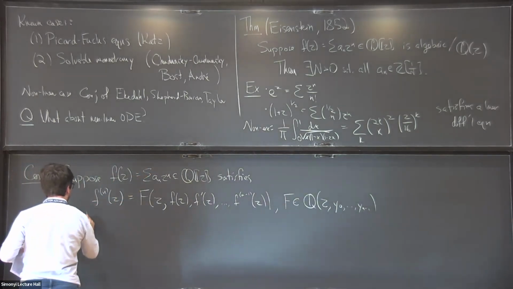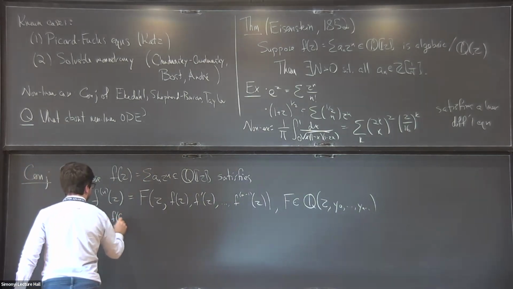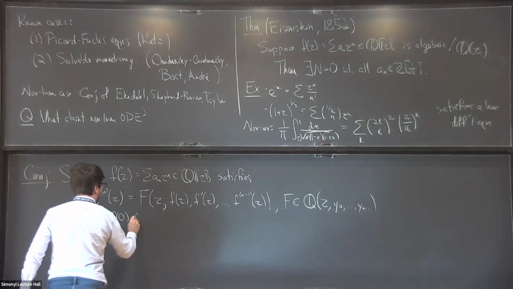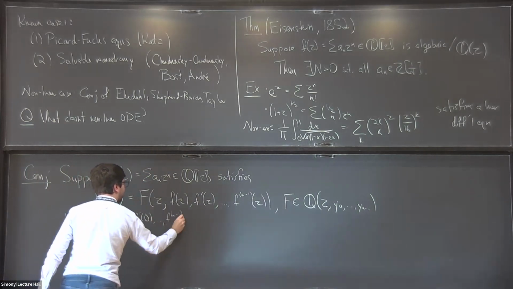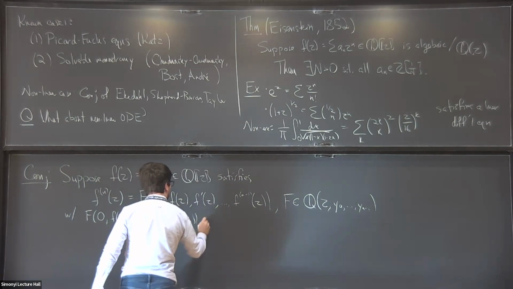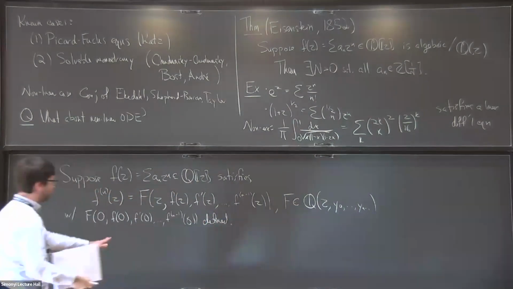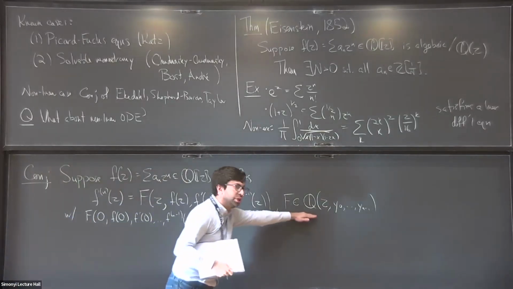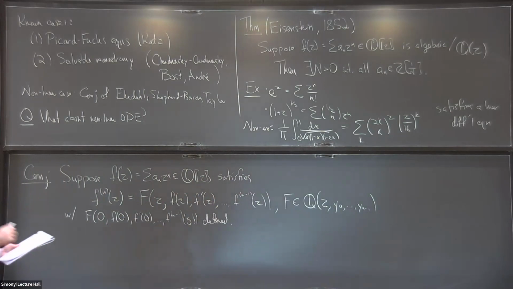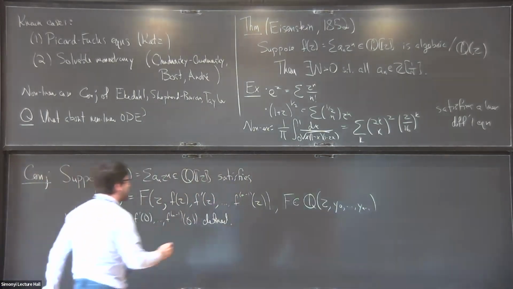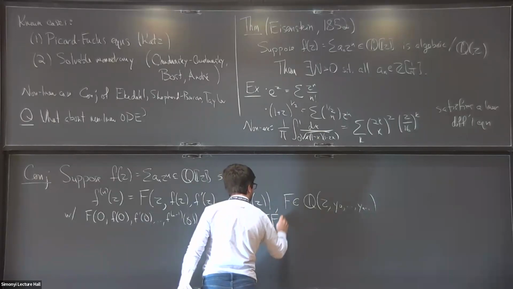So what does that mean? That means that this capital F is defined at the initial condition. So that's 0, f of 0, f prime of 0, all the way up to f^(n-1) of 0. So I want this to be defined. Let me just be really explicit about what I mean by that. This is the ratio of two polynomials, and I would like the denominator to not vanish at this point.